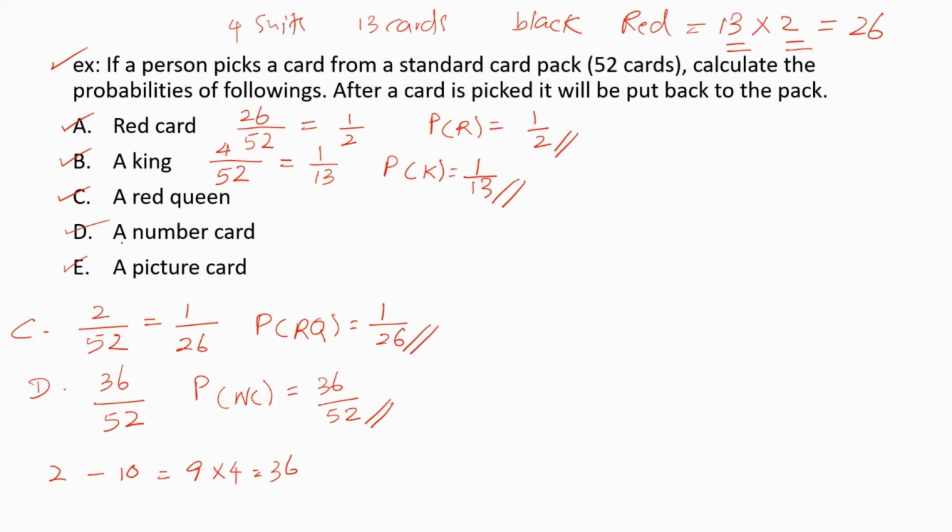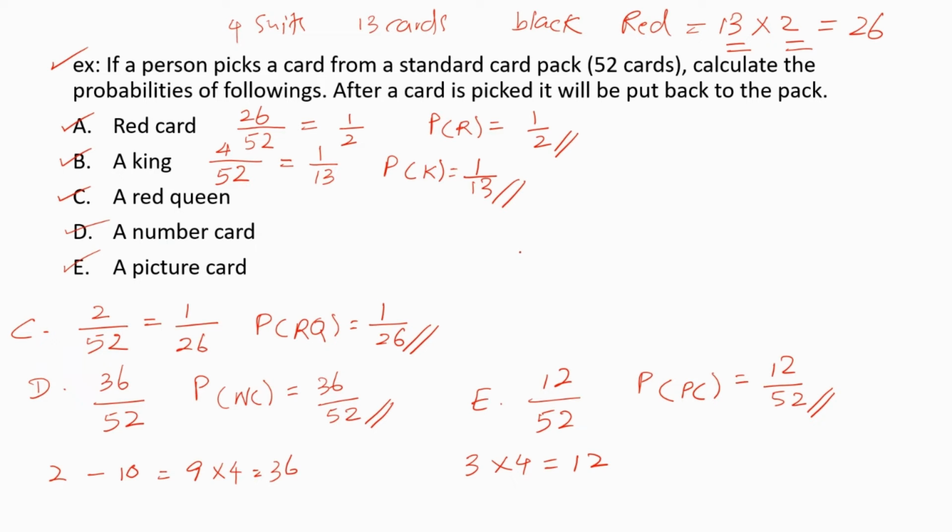So the last option, a picture card. So E, there are 52 cards. How many picture cards? There are 3 picture cards for a suit. So there are 4 suits. There will be 12 picture cards. So the probability of picking a picture card equals 12 over 52.